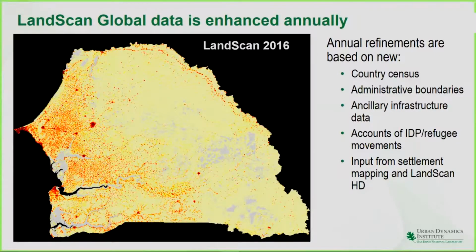So these annual refinements are based on, as I mentioned, new country censuses, and that can include microcensus surveys, that can include full census, that can include population registries, any kind of population enumeration that we can discover for a particular country or subnationally. New administrative boundaries, which are critical and always changing. Any ancillary infrastructure data, including roads, points of interest, buildings, anything like that.